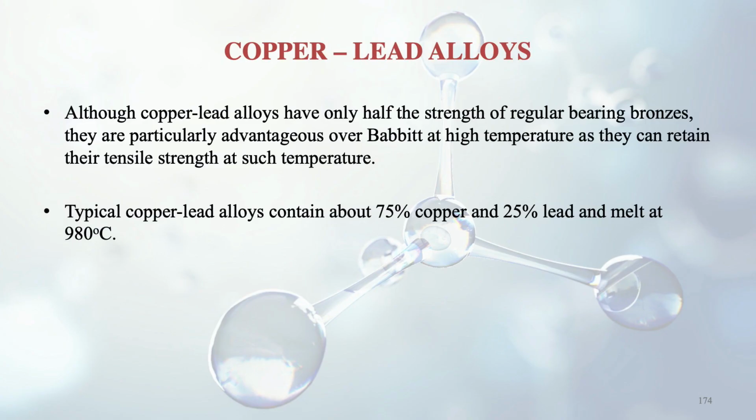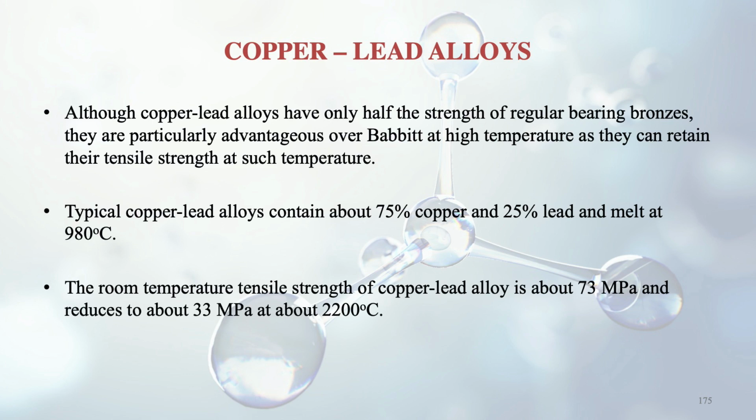tensile strength. Typical copper lead alloys contain about 75% copper and 25% lead and melt at around 980 degrees centigrade. The room temperature tensile strength of copper lead alloy is about 73 megapascal and reduces to about 33 megapascal at about 200 degree centigrade. So if the temperature is raised, then its strength goes down.